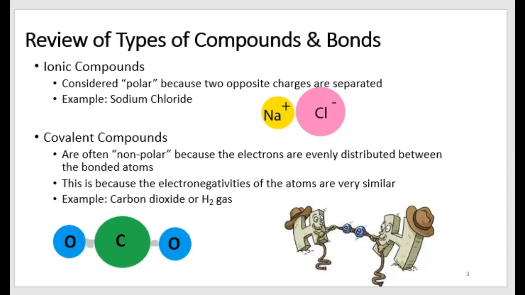This is much the same as the way a magnet or a battery is considered polar. And the example of an ionic compound that we saw before is sodium chloride, also called ordinary table salt, where the positive sodium cation is on one end and the chloride ion is on the other.